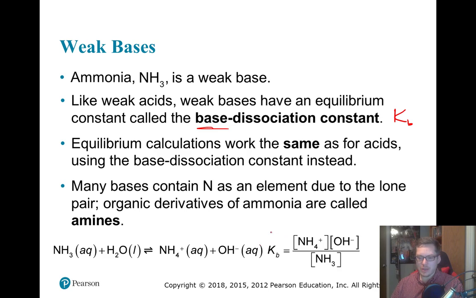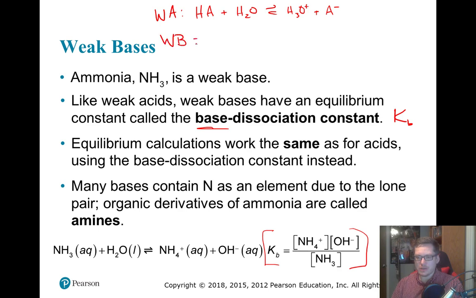So the Kb is always going to look like this. Before, we had the generic weak acid formula, something like HA plus H2O in equilibrium with H3O plus and A minus, right? That was our generic weak acid equilibrium.